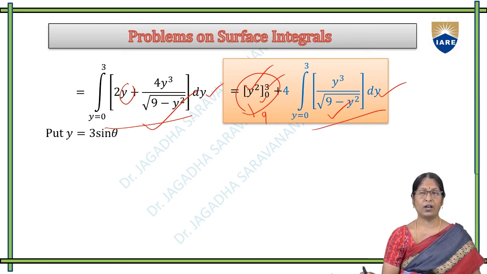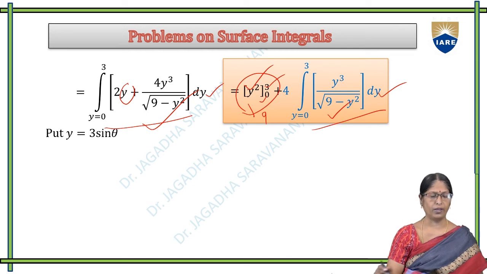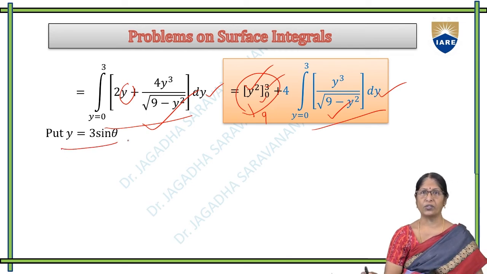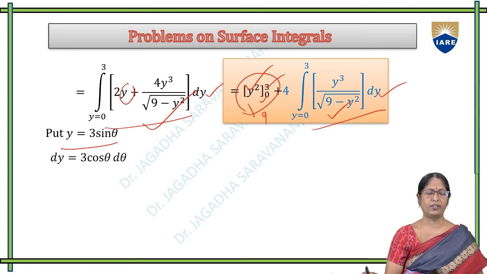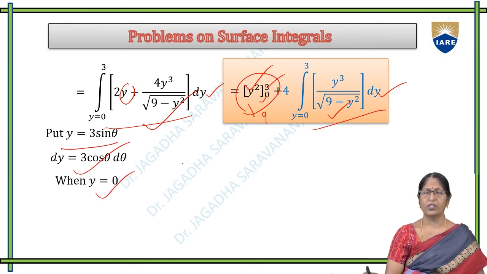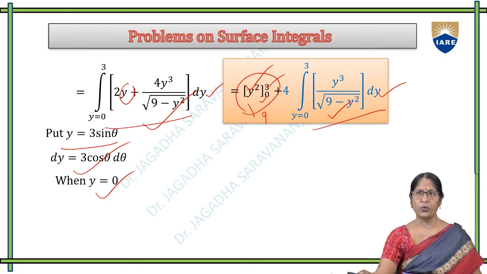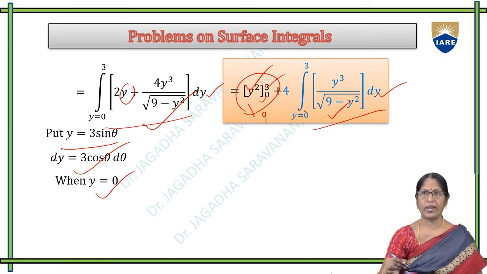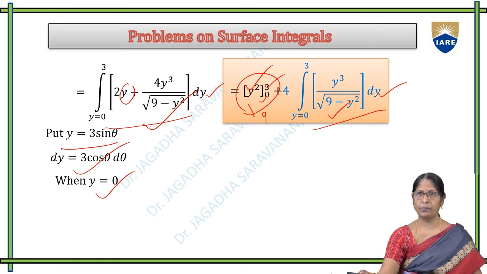Whenever circle curves are there, if we do it in polar form, we will be more comfortable. For that, we assume y equal to 3 sine theta, and doing the differentiation on both sides, we obtained dy equal to 3 cos theta d theta. Now, when we assume the substitution method, that is the integration rule, we have to check that there will be changes in the limits also.